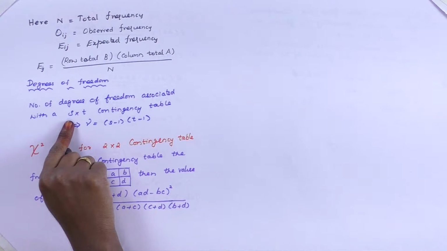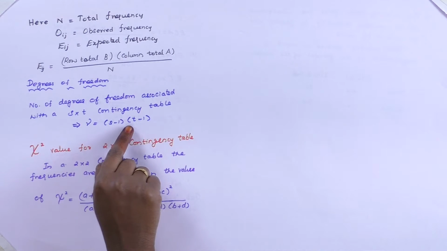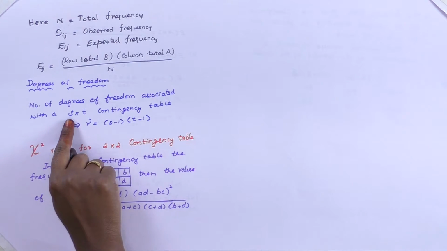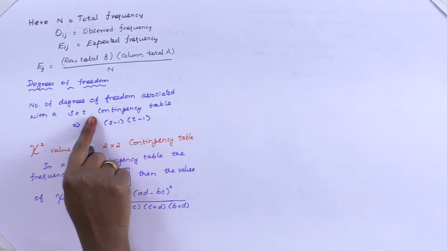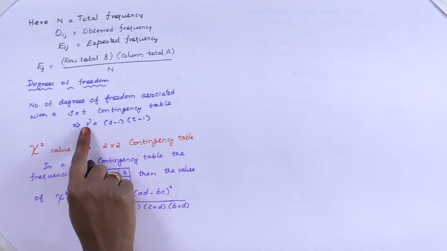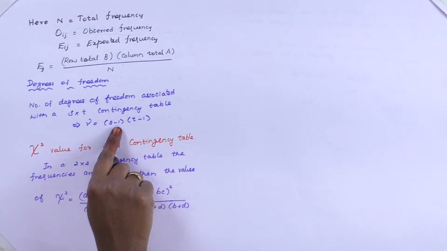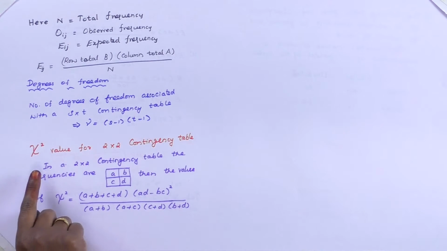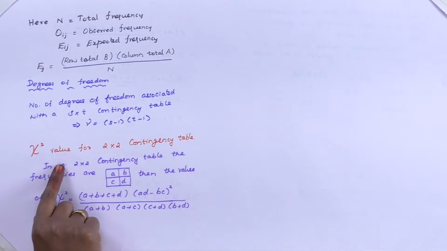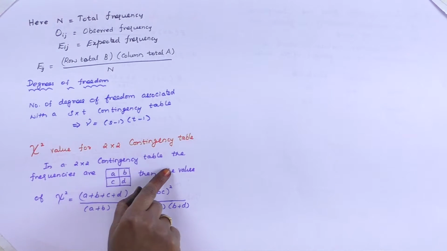Under independence of attributes, the degrees of freedom is S minus 1 into T minus 1, with S rows and T columns. Similarly, we have the chi-square value for a 2 by 2 contingency table, that is S equal to 2, T equal to 2, two rows and two columns.